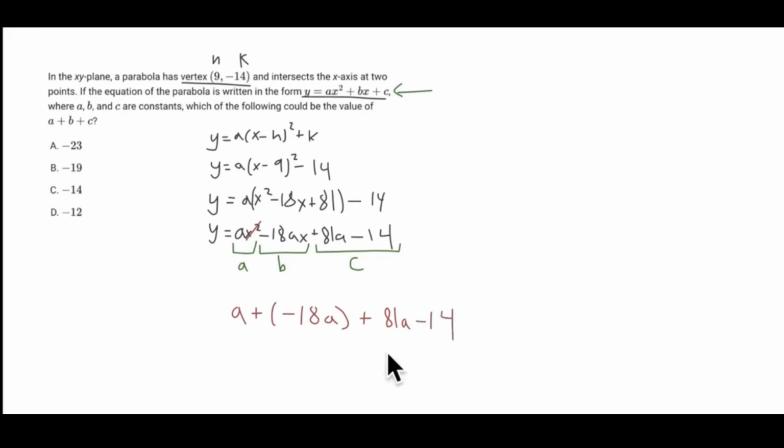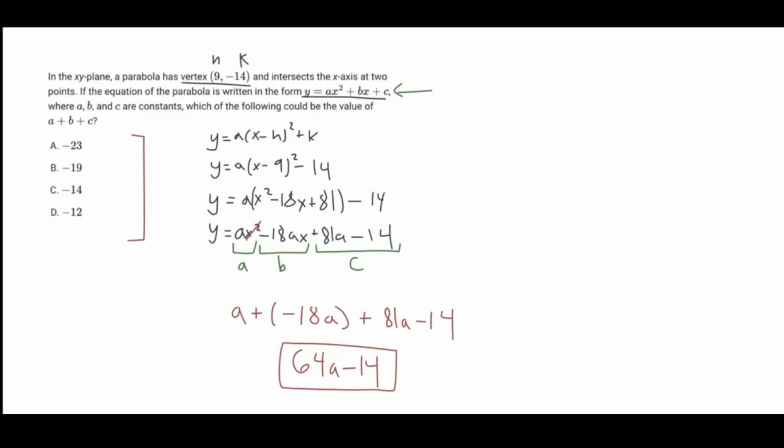If we simplify this down, what we get is 64a minus 14. All right. So this right here, 64a minus 14, represents the sum of A plus B plus C. All right. So now how do we determine what could be a possible value, right? Like how do we actually get our answer choices? Well, we actually have to go back into the question and look at what was given.